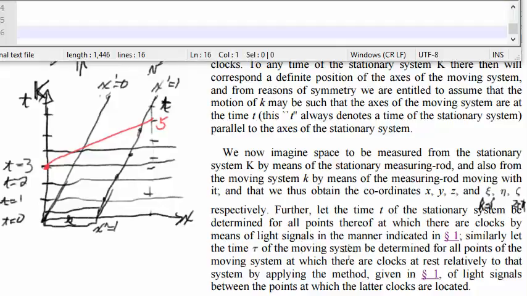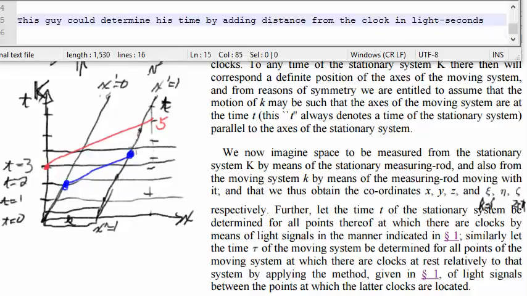Similarly, let the time tau of the moving system be determined for all points of the moving system at which there are clocks at rest relatively to that system by applying the method given in section 1 of light signals between the points at which the latter clocks are located. So if I had a light signal traveling from there to there, then this guy could determine his time by adding the distance from this clock in his reference frame in light seconds.